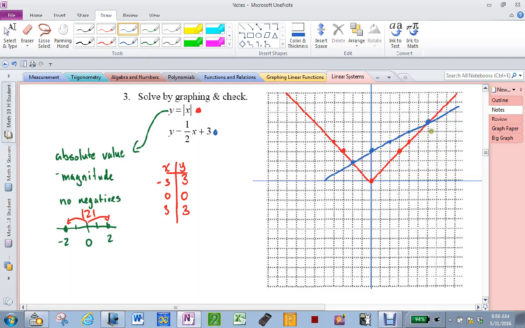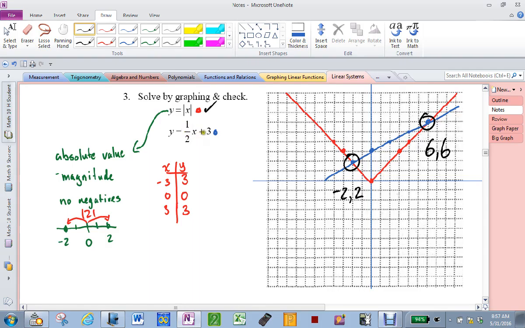So what are my 2 that work here? What's this guy? 1, 2, 3, 4, 5, 6. 6, 6. And what's this guy? Negative 2, 2. Now, is 6 steps from 0? Yes. Is negative 2 steps from 0? So it works in the first one, correct? Right?